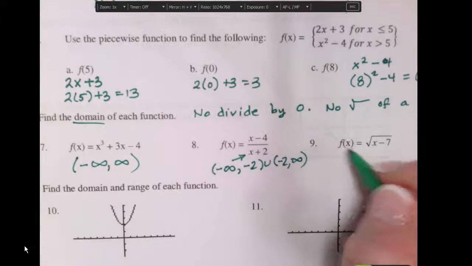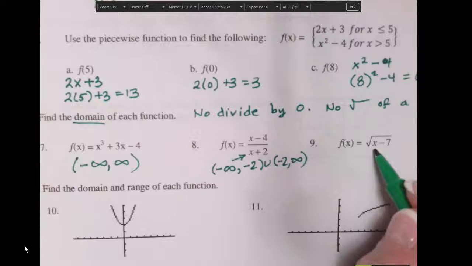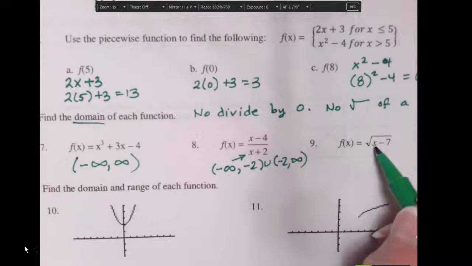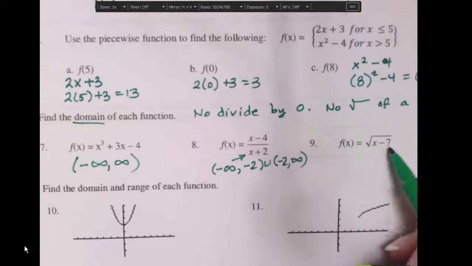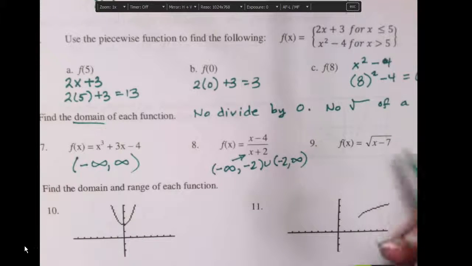And then in number 9, I have a lot of values that I can't use because if I kind of look at the border, I can take the square root of 0, but I can't take the square root of anything less than that. So what value of x would make this quantity underneath the radical be 0? If x were 7, 7 minus 7 is 0, so 7 is my cutoff point.